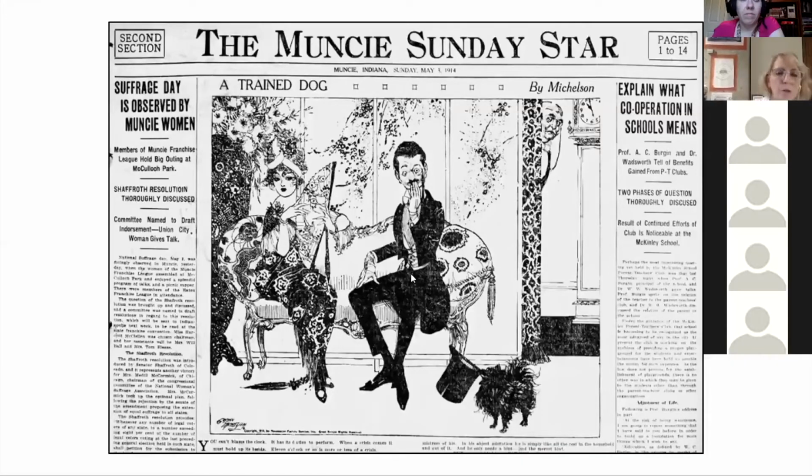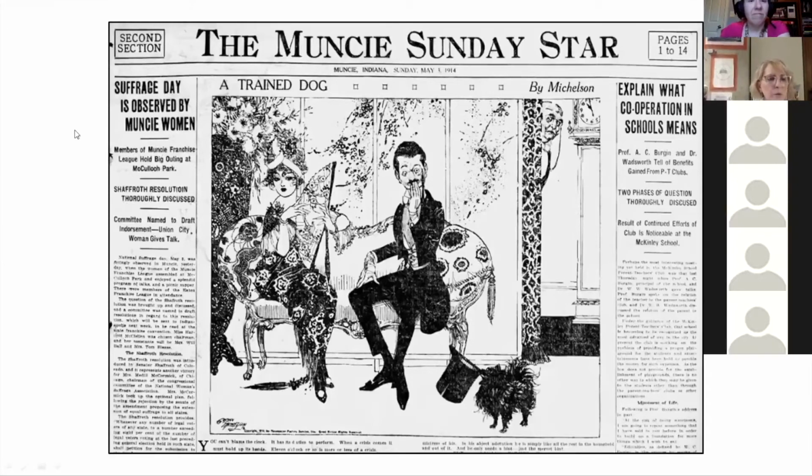By 1914, Muncie started hosting suffrage days, and they hosted these in the McCulloch Park. And a lot of times it was just a big picnic, and they would have speakers. And it's really fun if you go back into the old newspapers, and they'll print the entire text of the speeches. And it's really interesting. And Alexis, you'll like this. A lot of the librarians were speakers at these suffrage day parties. And it just looked like a lot of fun.